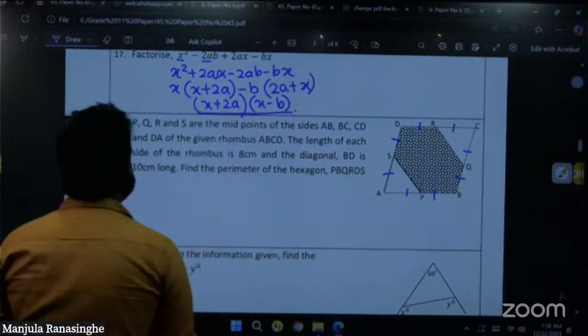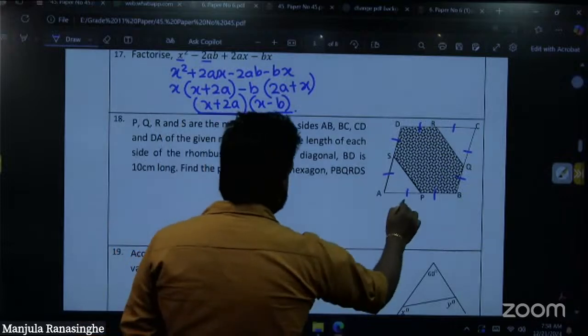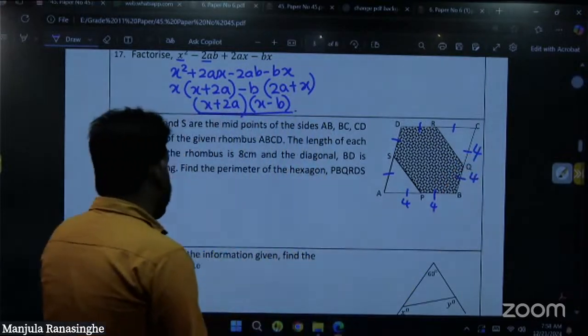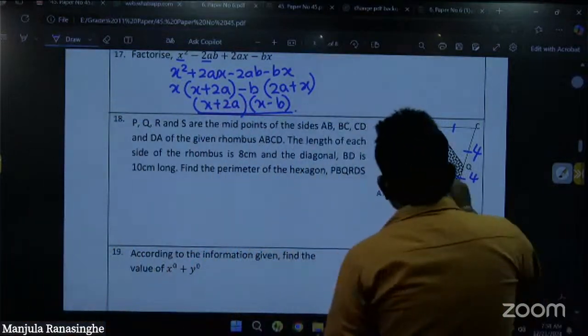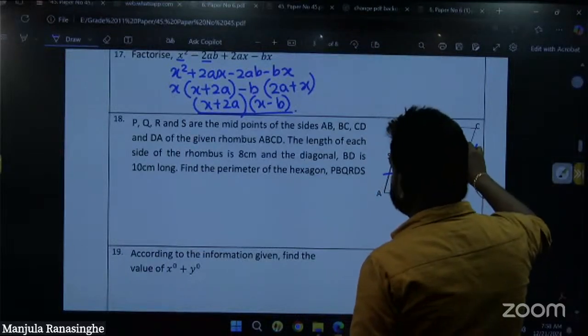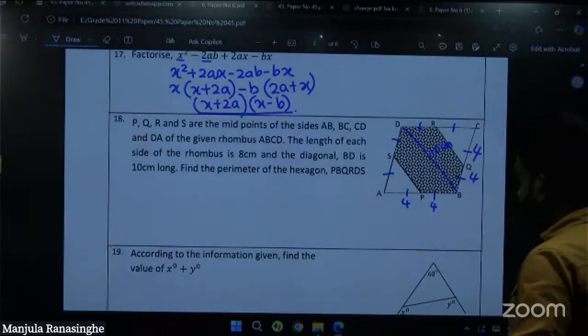The length of each side of the rhombus is 8. Okay, each side is 8. Then that is 4, 4, and here also 4, 4. And the diagonal BD is 10 centimeters long. Find the perimeter of the hexagon, this one.